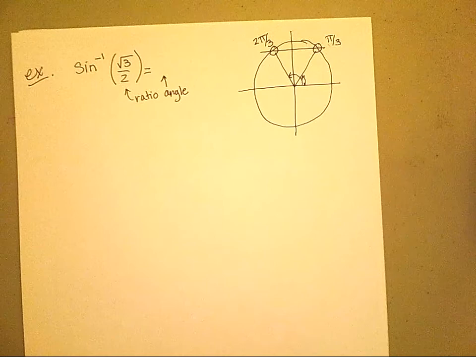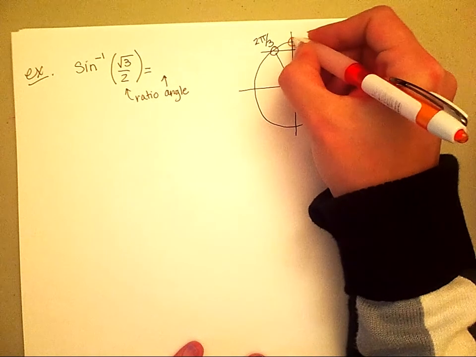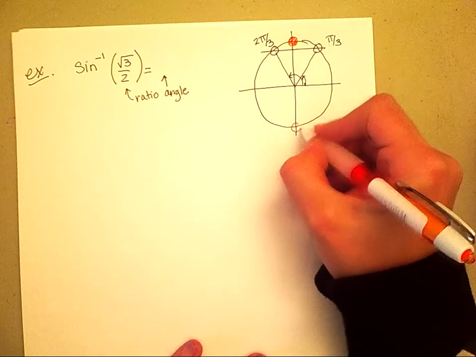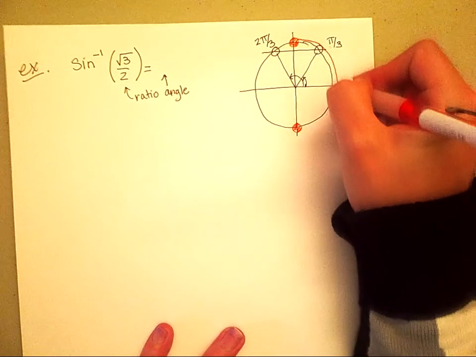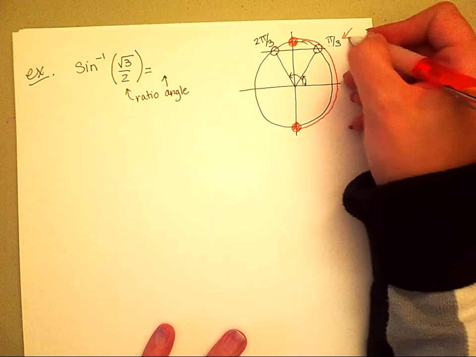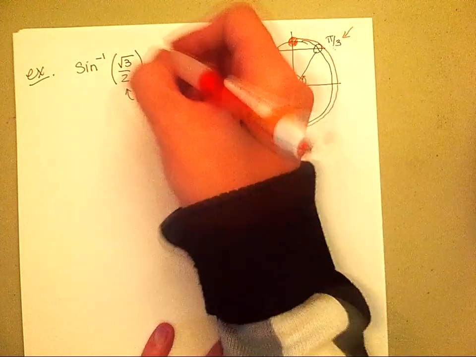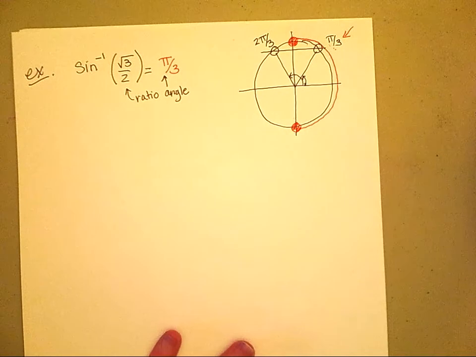So now that we've restricted the inverse sine, we have to ask ourselves, which one is it? And this is where that shading becomes very helpful to me. The inverse sine returns in this range. So I know the angle I have to pick is pi over 3. It is not 2 pi over 3.